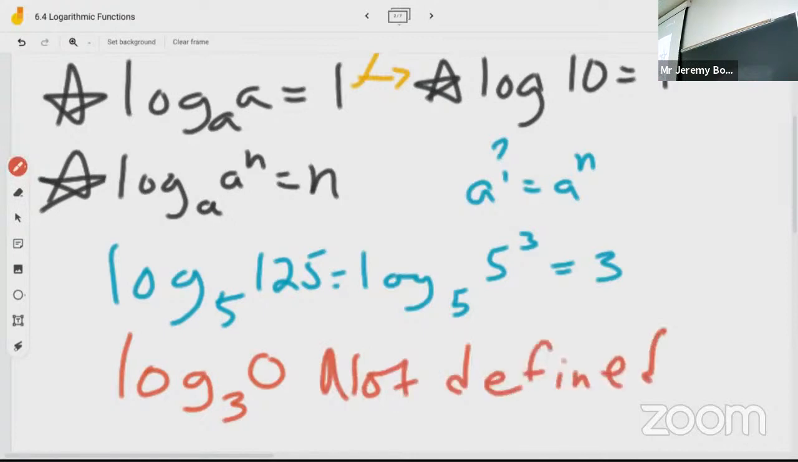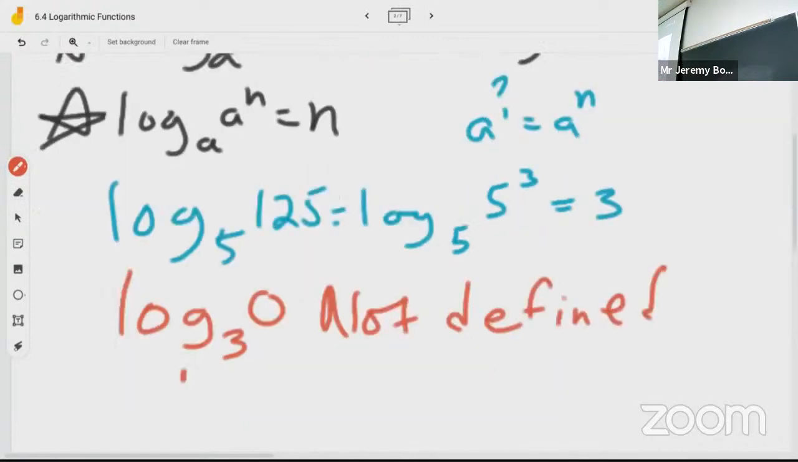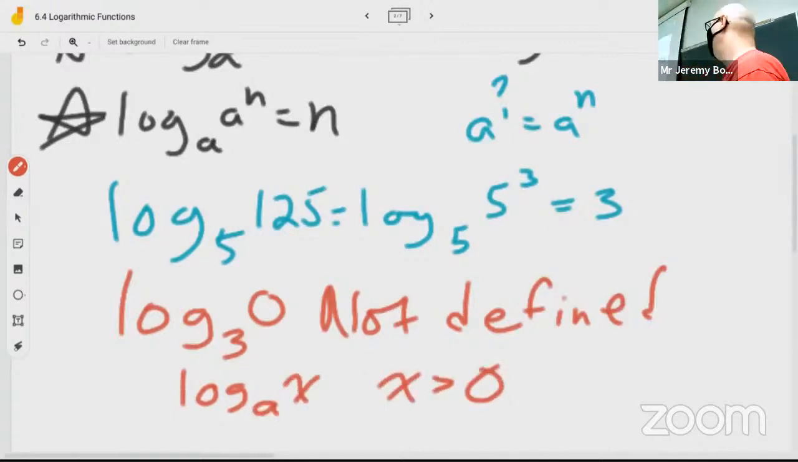And that comes from the point where we said that log base a of x has to be greater than 0, right? So what you're taking the logarithm of has to be positive. So if it's 0 or negative, it's not defined. And there was one more I wanted to do. Any questions on that one before?